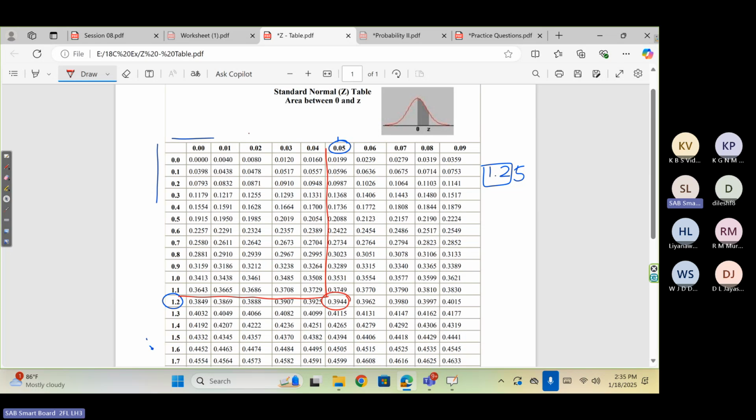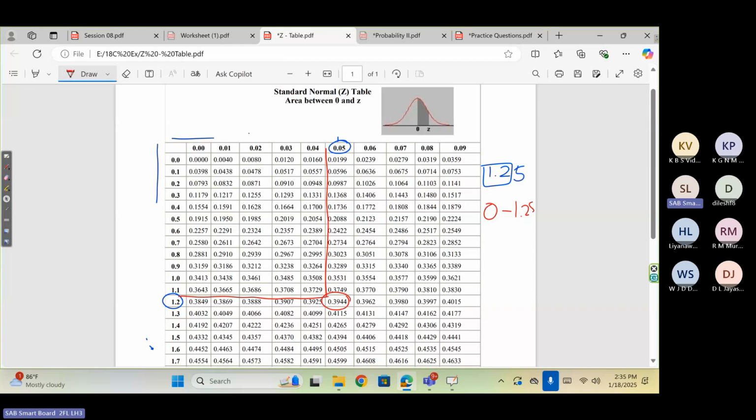0.3944. It's here. This value represents the Z value 1.25. Then the probability represents the area, not the specific point. This table always gives the area from 0 to 1.25, which is this part. The area from 0 up to the Z value we found is 0.3944.